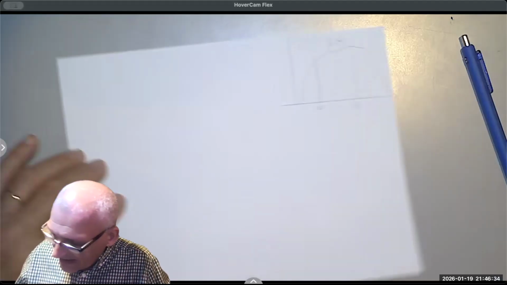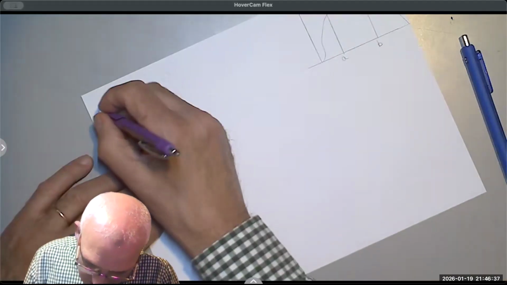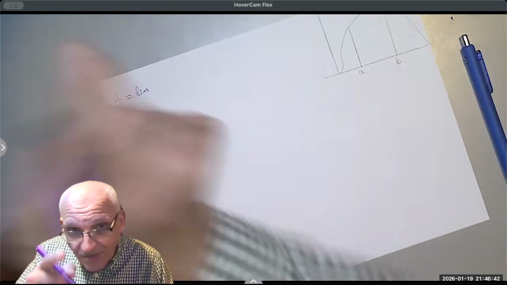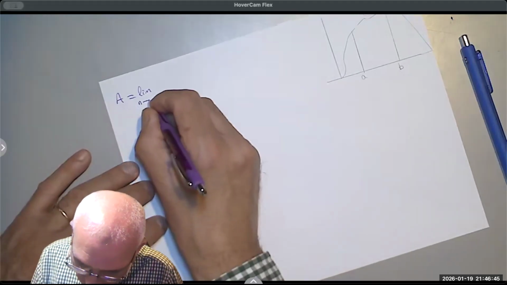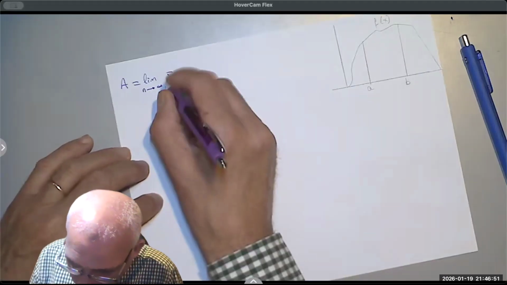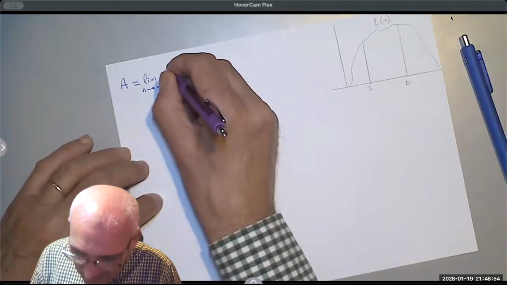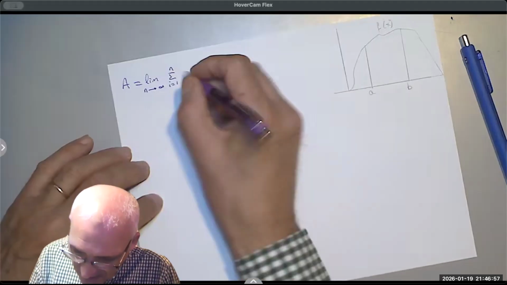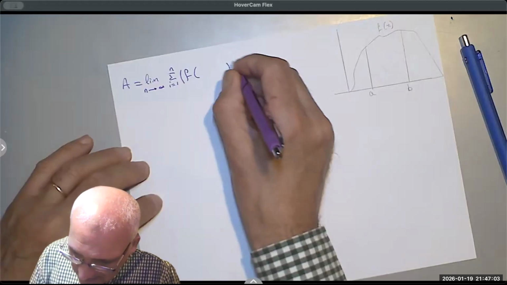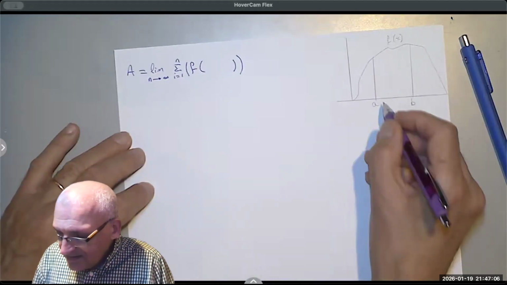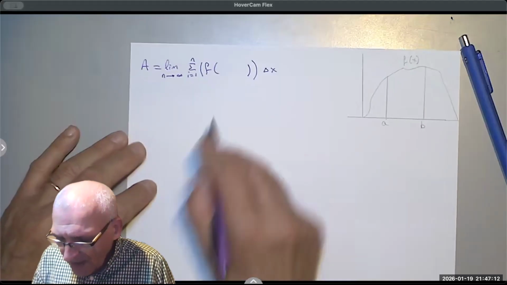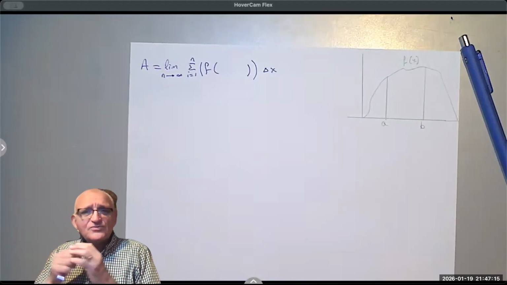So what we are going to say is that the limit approximation method says that the area under the curve is the limit, and that's why you learn limits, as n approaches infinity of a sum that goes from i equals 1 to n, that approaches infinity, of f of something, which is the height, times delta x, right? What is this thing? How do I write it in terms of A and B?